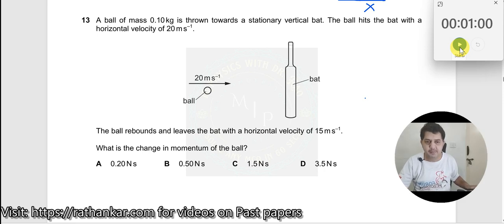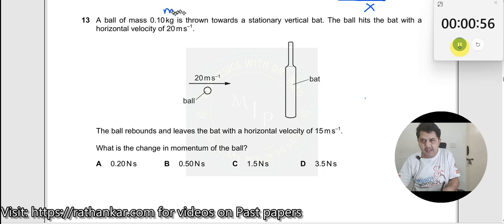Question number 13. A ball of mass 0.1 kg is thrown towards a stationary vertical bat. The bat hits the ball with a horizontal velocity of 20 meters per second. Okay, the ball hits the bat with 20 meters per second. So this is 20 meters. The ball rebounds and leaves the bat with a horizontal velocity of 15 meters per second. So when it goes back, it is 15 meters per second.